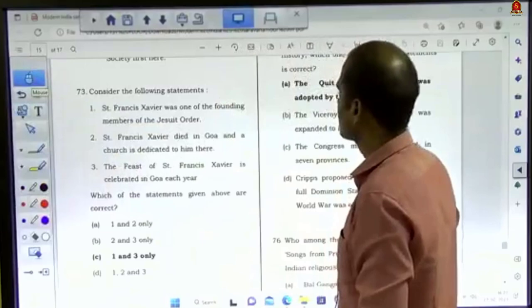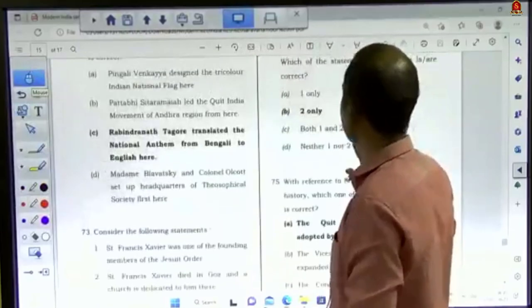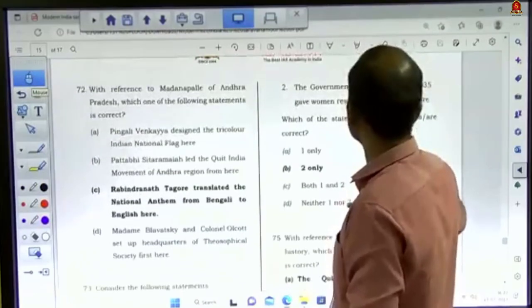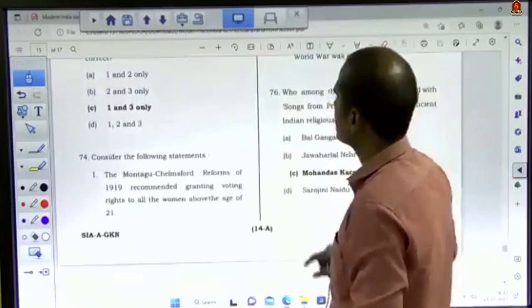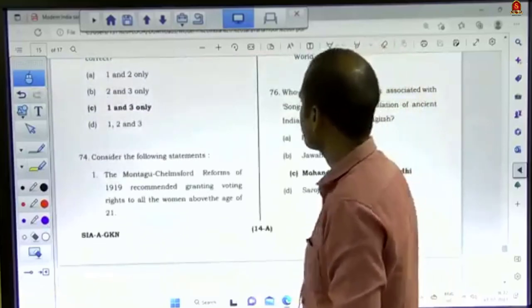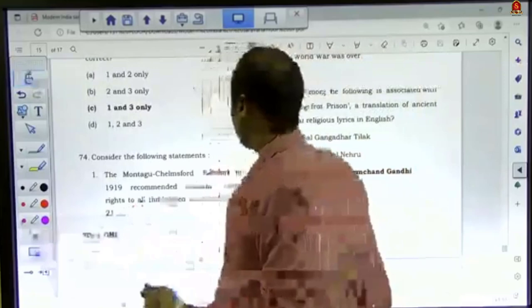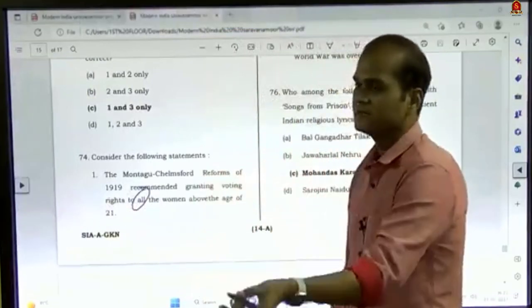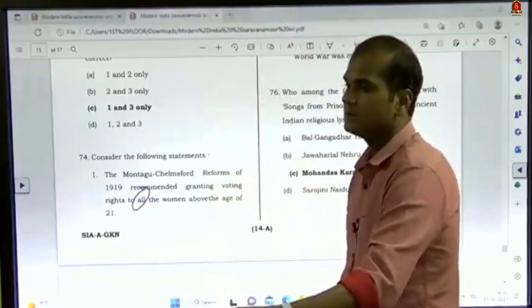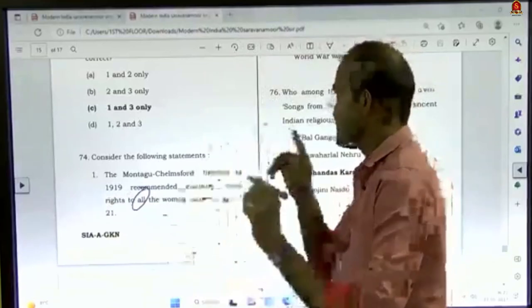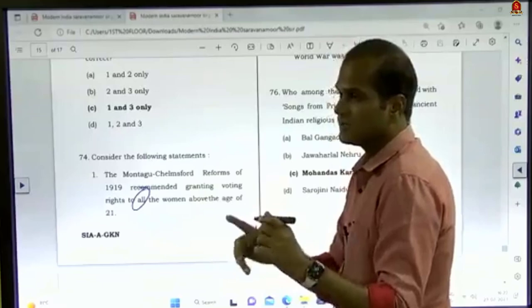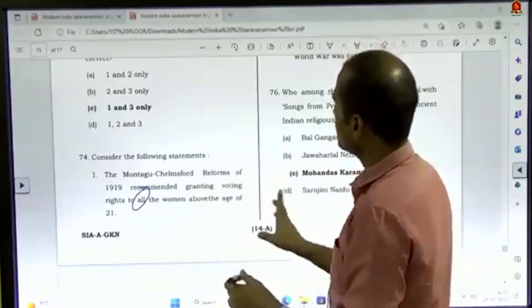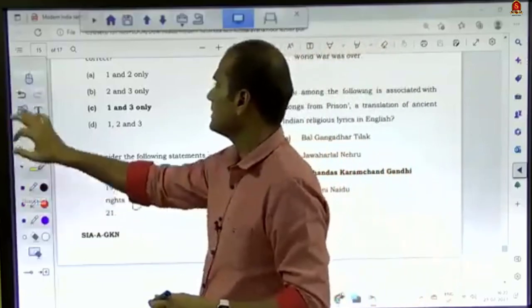That's why this is important. So 73, answer C. Next, 74. Montagu-Chelmsford reform recommended grant of voting rights to all the women. So universal adult suffrage was not even given to the male members. How about the women? So it's wrong. The first time women were given voting rights was in 1919, but not to all women, based on limited franchise.